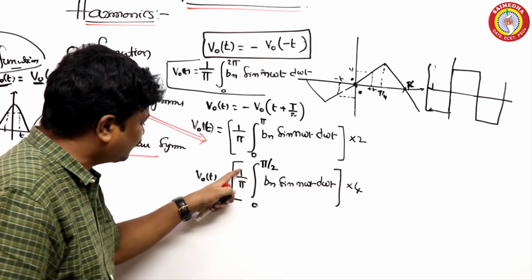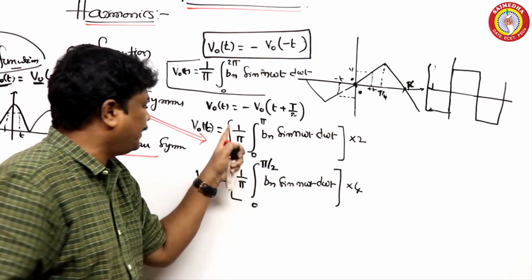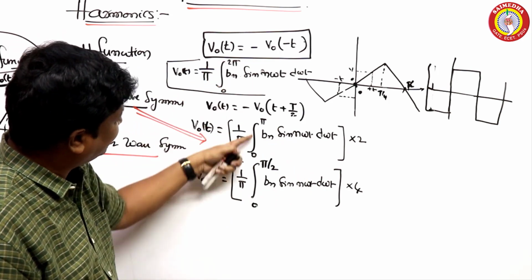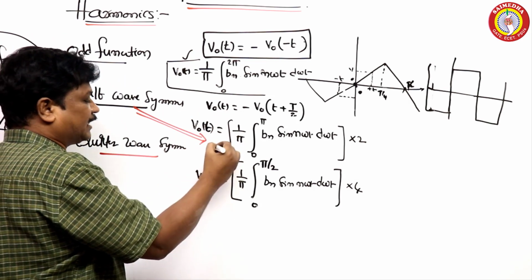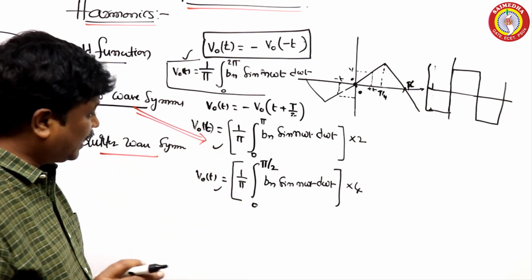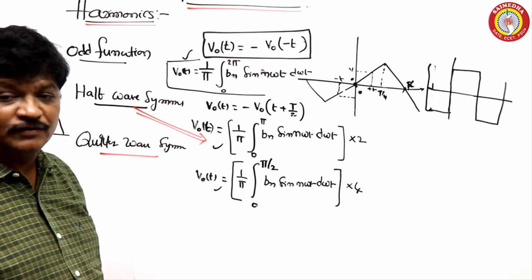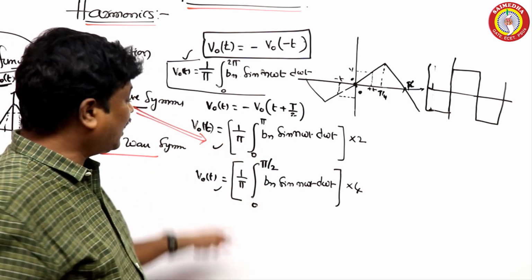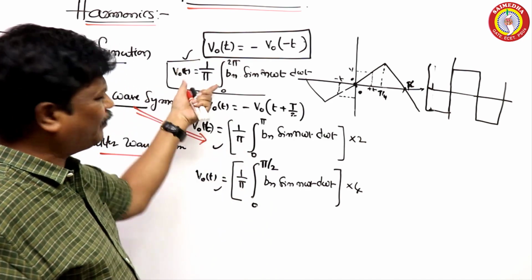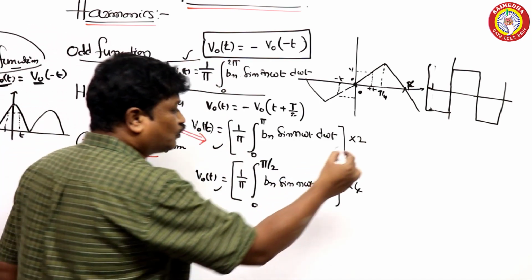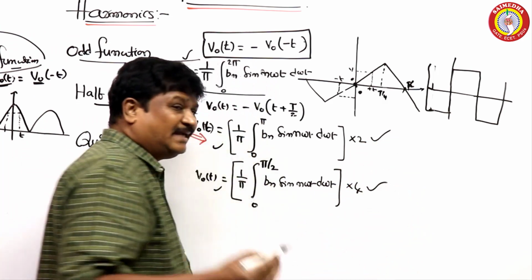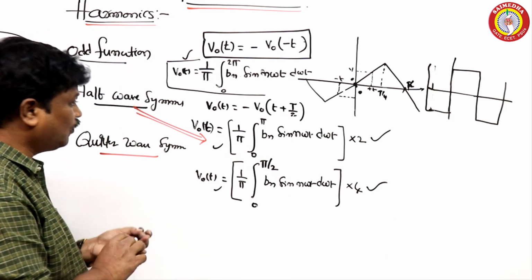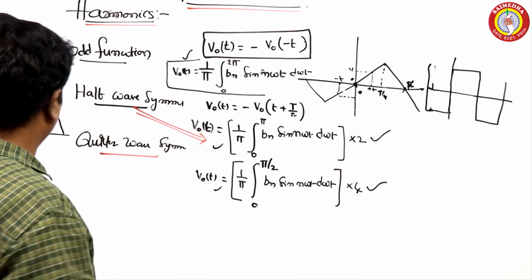And directly you can write it as 4 by pi, 0 to pi by 2. Similarly 2 by pi, 0 to pi, Bn. This is 0 to 2 pi. These intervals change when you go for the integration part. If you find the given waveform is a quarter wave symmetry, we can integrate only from 0 to pi by 2 and we will get the results. Half wave symmetry, 0 to pi. If it is a full wave, automatically you can get it. These two formulas are only for easy simplifications.